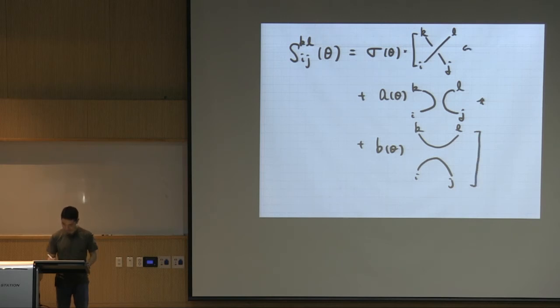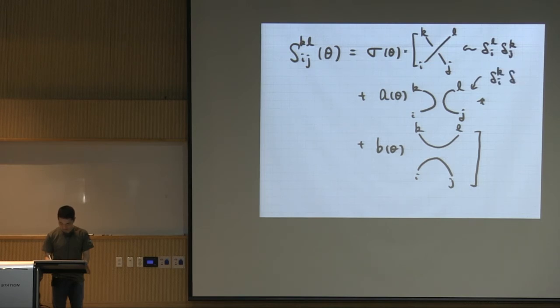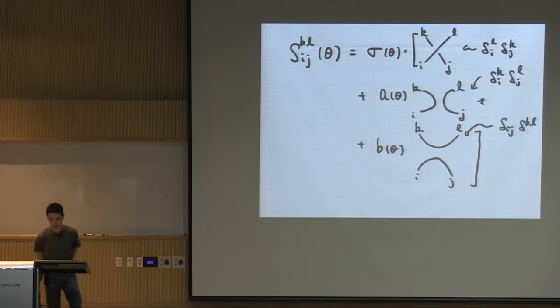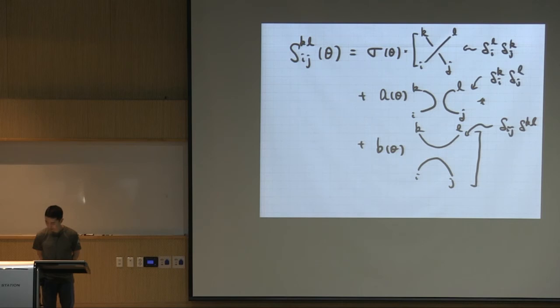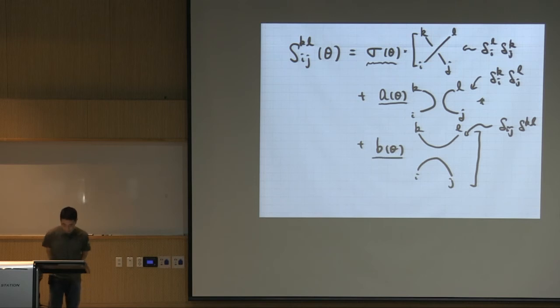This picture basically means the delta function delta_il delta_jk. So this is one O(N) invariant tensor that you can write. On the other hand, this basically means the tensor delta_ik delta_jl. And this is delta_ij delta_kl. So these are 3 structures that you can write which are consistent with the O(N) symmetry. I factor out the overall scalar factor, denoted by sigma of theta, and the relative factor between the first and second will be denoted by A of theta, and the relative factor between the first and the third will be denoted by B of theta.